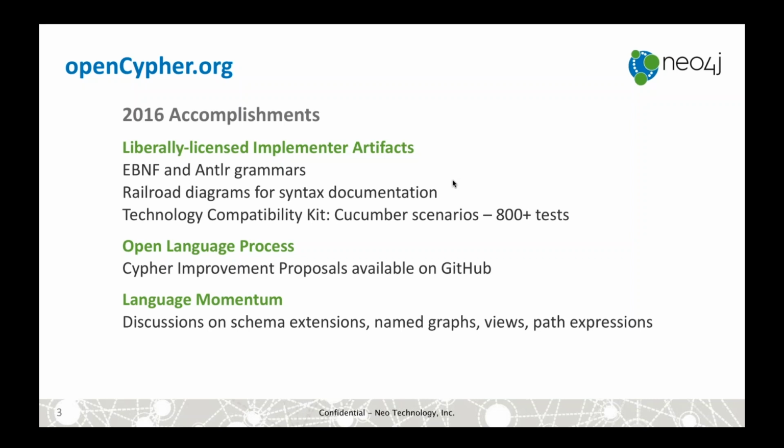So some of the things that have been discussed, and we're discussing more and more extensively at the moment, are potential for increased schema capability, increased typing capability, named graphs and views, the whole issue of multi-graphs, and more powerful path expressions. So Cypher is very much a language which we intend to evolve, and we see a number of areas where we could take it forward and improve.